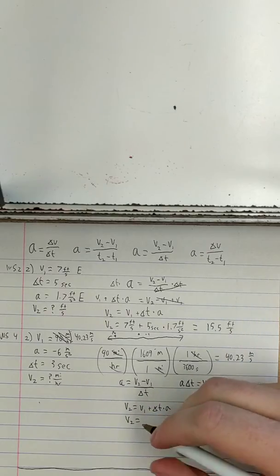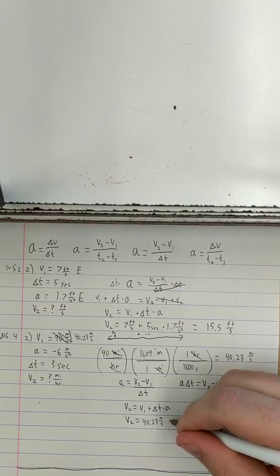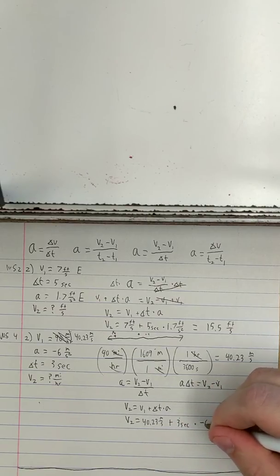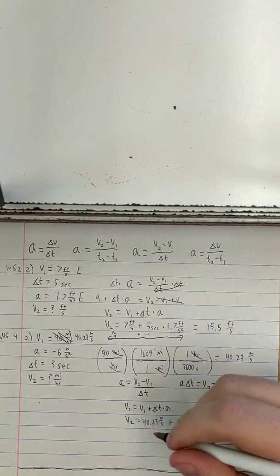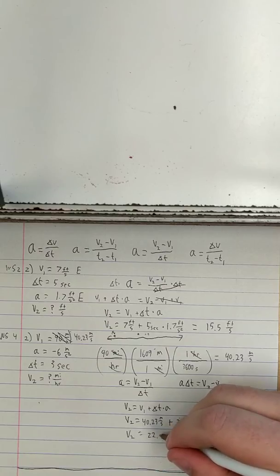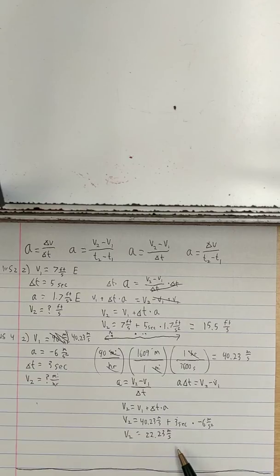So I can go through and plug that in. So V2 equals my 40.23 meters per second plus 3 seconds times a -6 meters per second squared. So my second velocity is going to end up being 22.23 meters per second. So that's the velocity of the car. But that doesn't help us in the case of knowing if you were speeding or not when you're going past the cop, because we have to go back and compare it to 65 miles per hour.